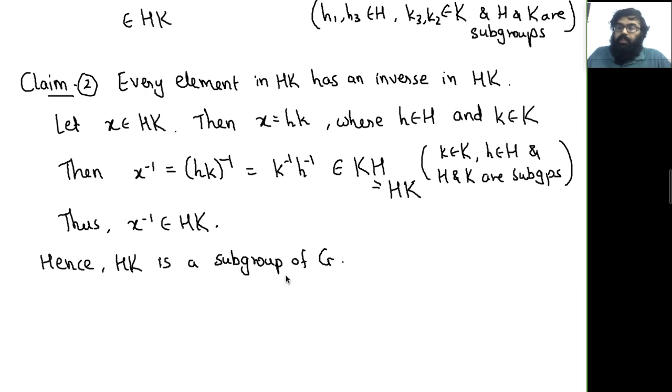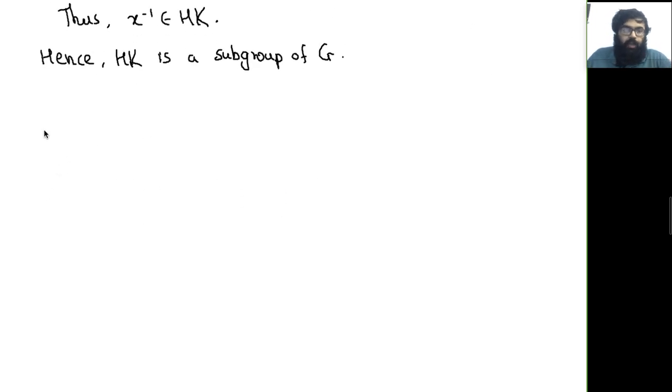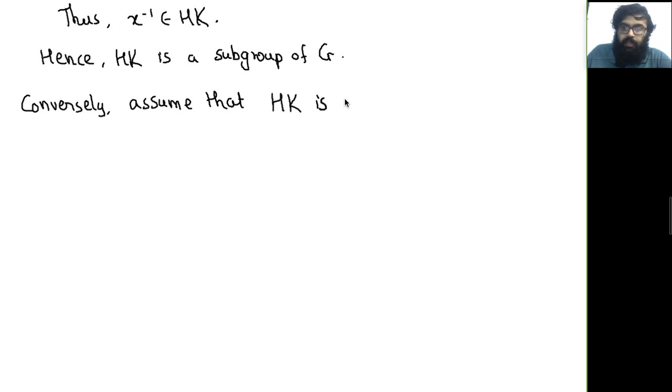Right? So now next is the converse part. So conversely, assume that, now this time we assume that HK is a subgroup of G. So we assume that HK is a subgroup of G.